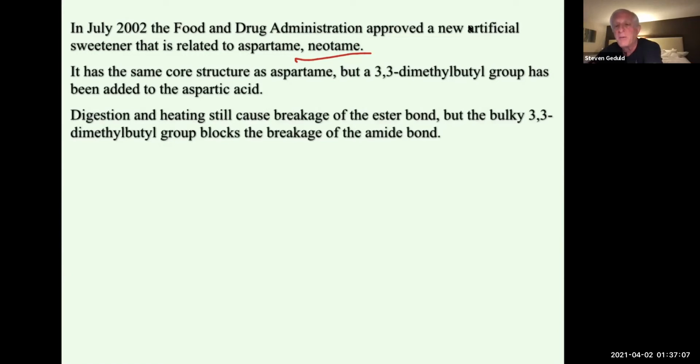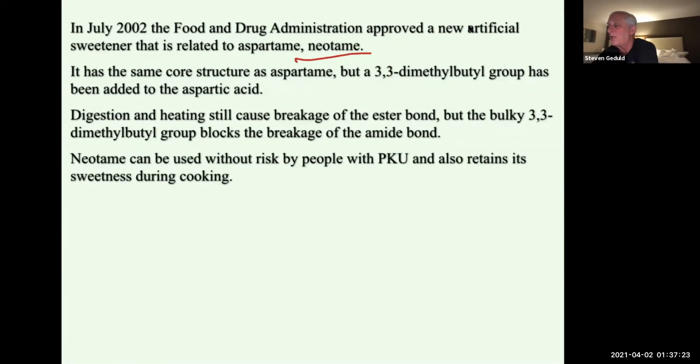Digestion and heating still causes breakage of the ester bond, but that big bulky portion there, that 3,3-dimethyl-butyl group, blocks the breakage of the amide bond. So now the amide bond is not broken, so you're not releasing phenylalanine into the body. So it blocks that breakage of that bond. So Neotame can be used without risk for people with PKU, and also retains its sweetness during cooking.